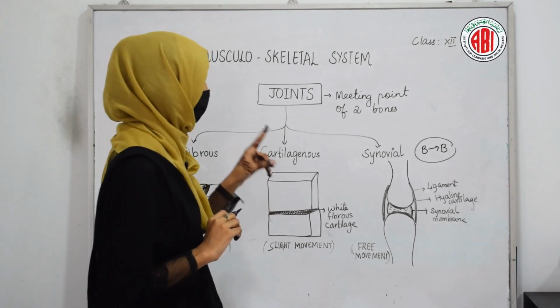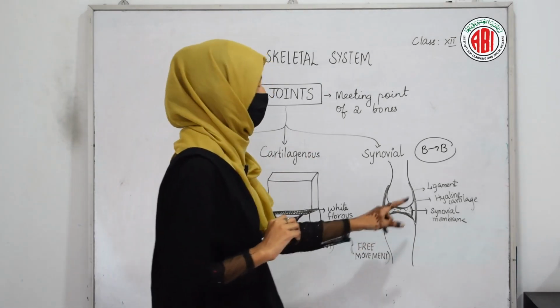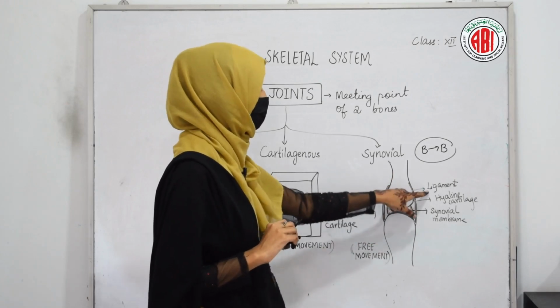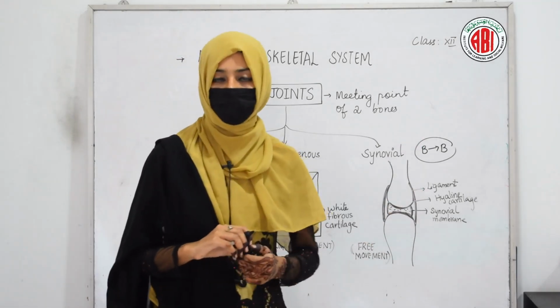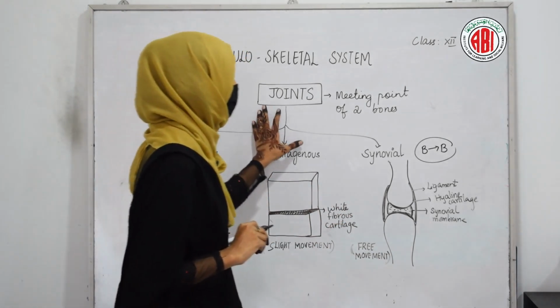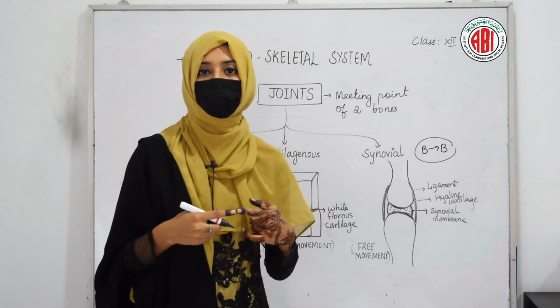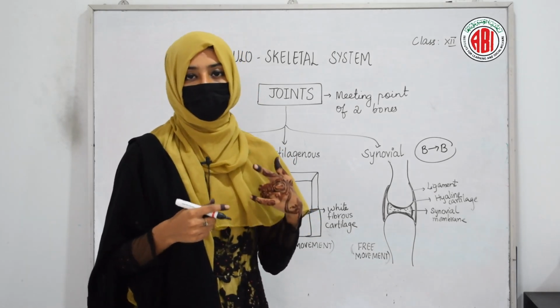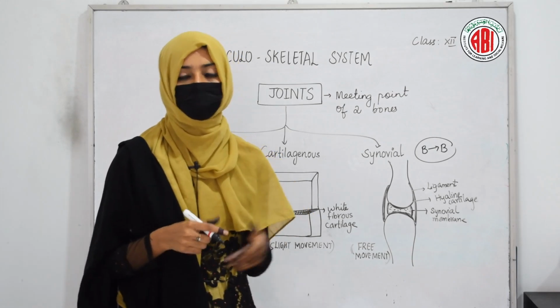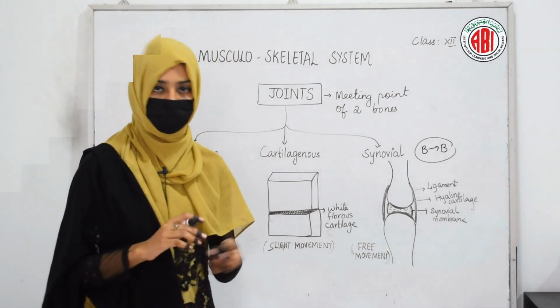And here in the synovial joint, a specialized tissue is present that attaches two bones with each other, and that tissue is our ligament tissue. So this is about the different joints. Joints are nothing but meeting points of two bones. The point at which the two bones meet each other is called our joint.